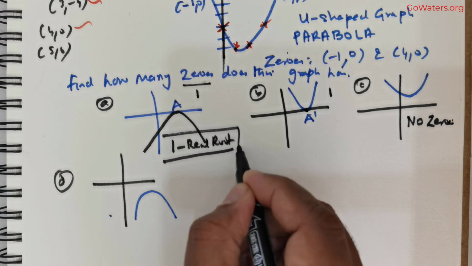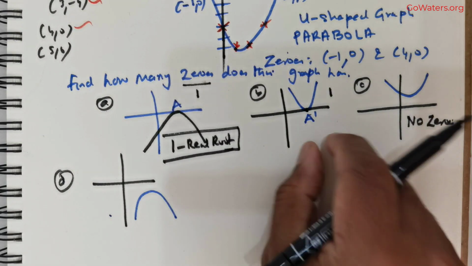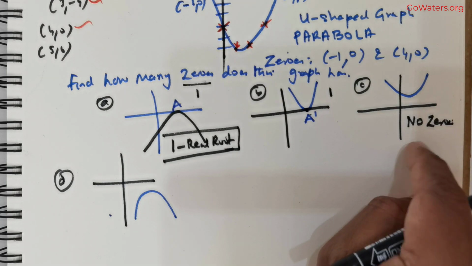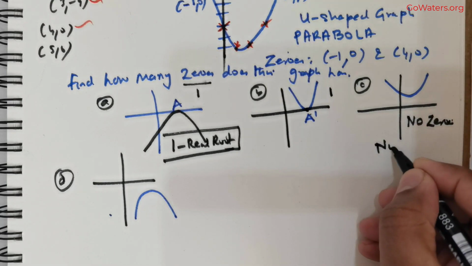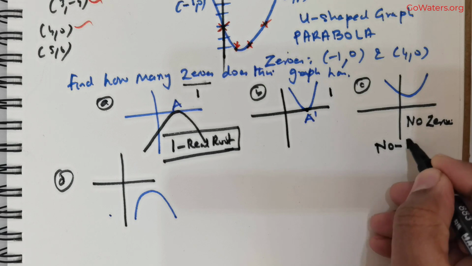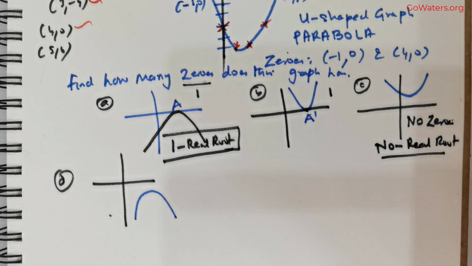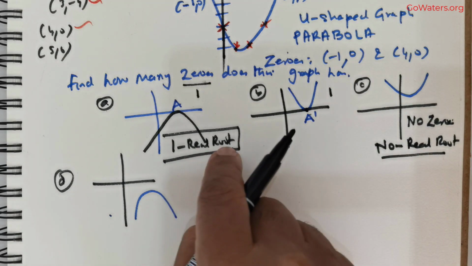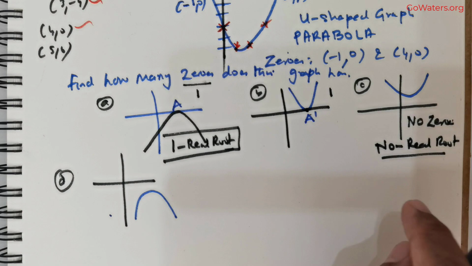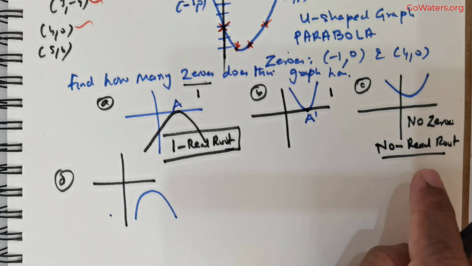This is also an alternative way. This is a side note for you. This has also got one real root. This has got no zeros. So you can state it there, no real root, right? As you move up higher in your academic career, in your academic life, you will be facing this terminology, real roots and no real roots. So in this case, no real root.